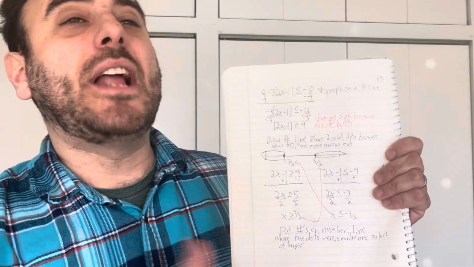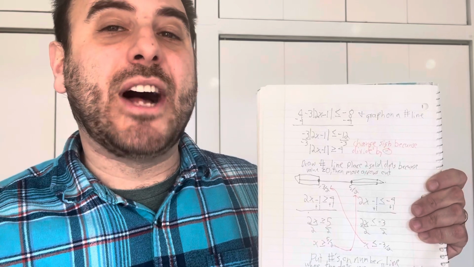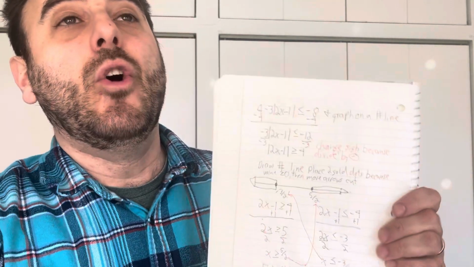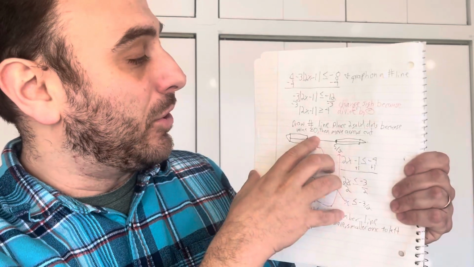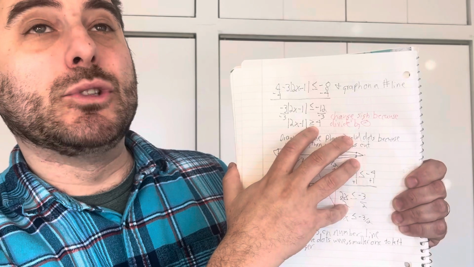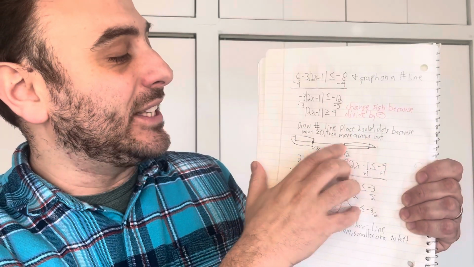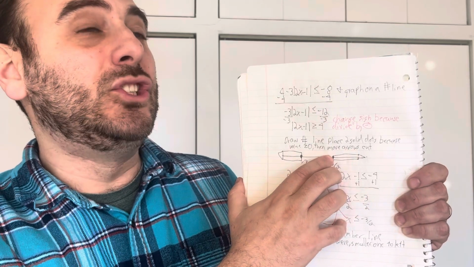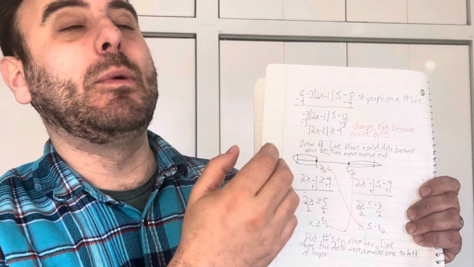Now that we have the absolute value isolated on one side and just a constant term on the other side, we can draw our number line right away. Since it's greater than or equal to, we place a solid dot at each of the endpoints. If it was just greater than, we would place an open circle. But since it's greater than or equal to, we place a solid circle.